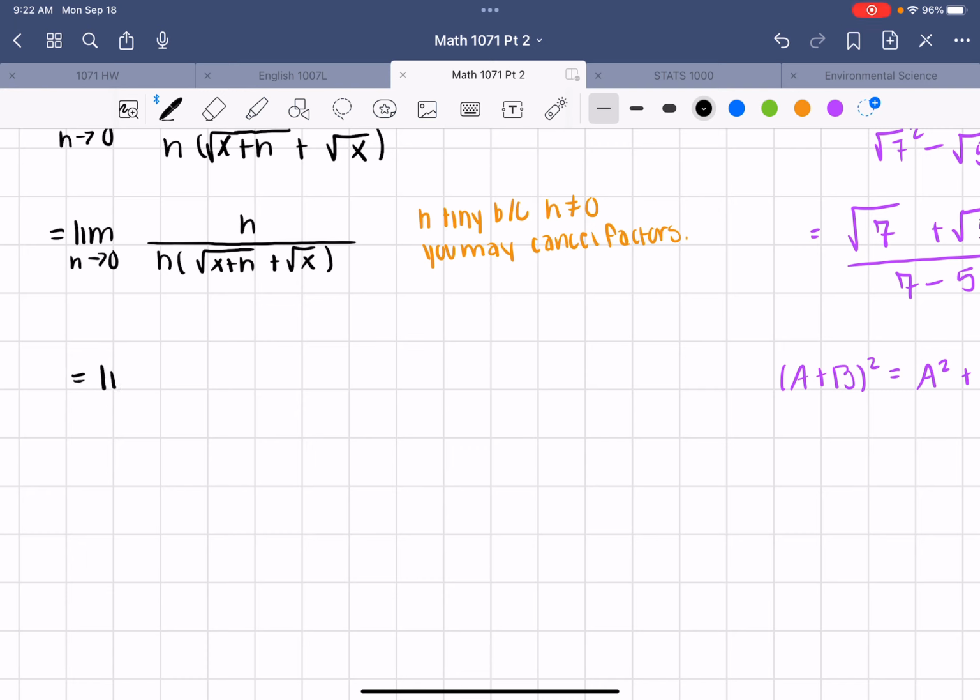Are you okay that that is 1 and not 0? Some people make this mistake. If you've got A over A, I'll make it AB. If you've got A over AB, you may cancel the A's, you're canceling a common factor, and you're left with 1 over B.